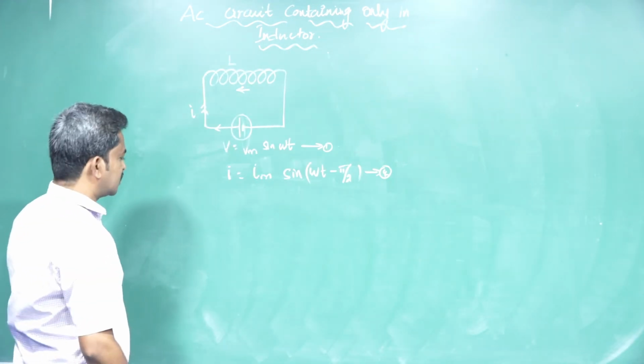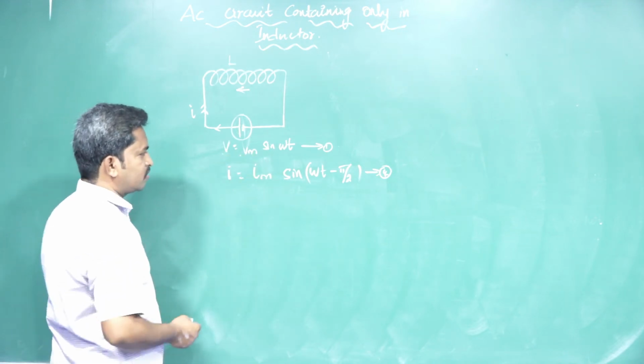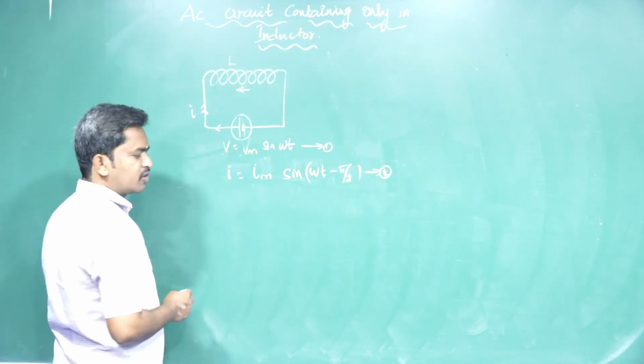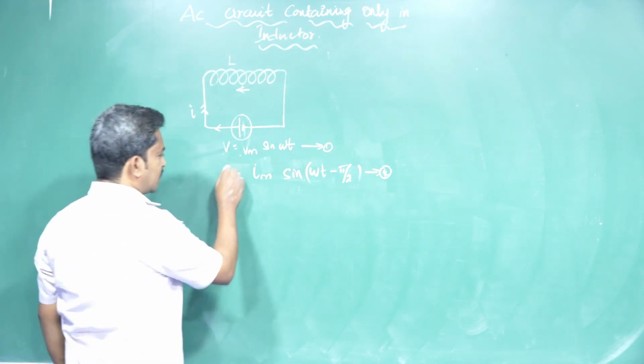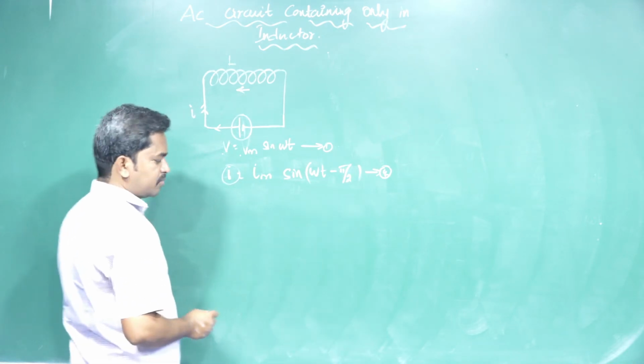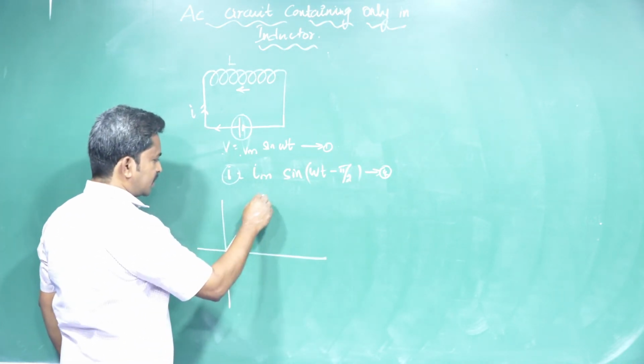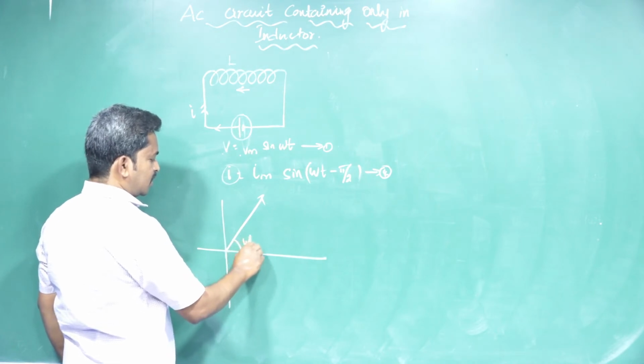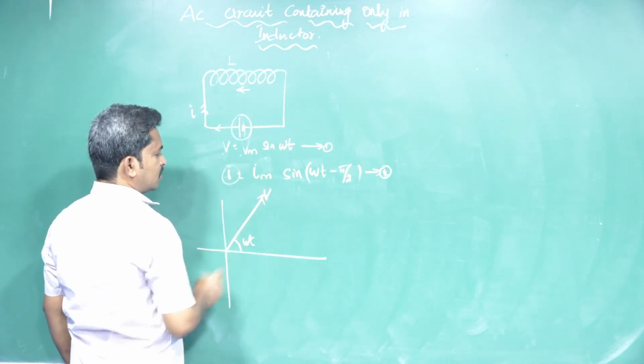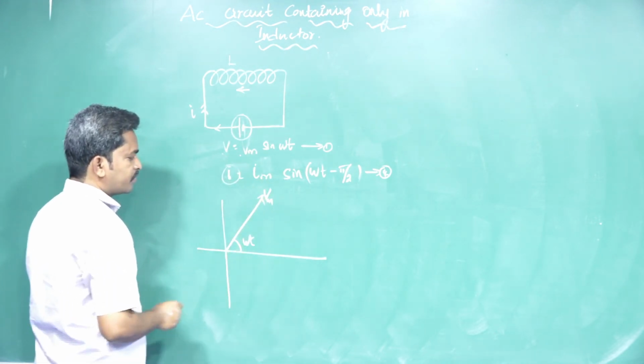And next one is the phasor diagram. V is equal to Vm sin omega t. I is equal to Im sin (omega t minus pi by 2). The current lags by a phase angle of pi by 2. So now take this phasor diagram. This is omega t for the V value. The maximum value is Vm.